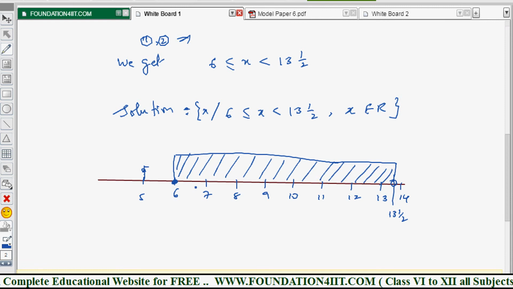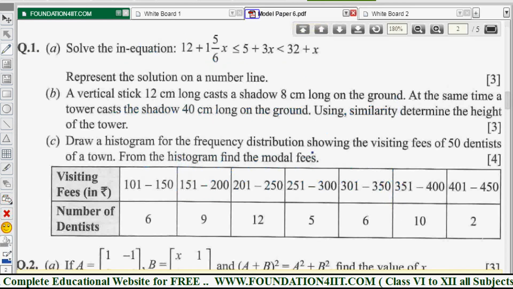Generally, in some questions and some textbooks, you can draw the line on the number line itself. You can take this method. You can just slightly bend this also. That means 13 and a half is not included, right? This way I can represent the number line. Let us see the next question.